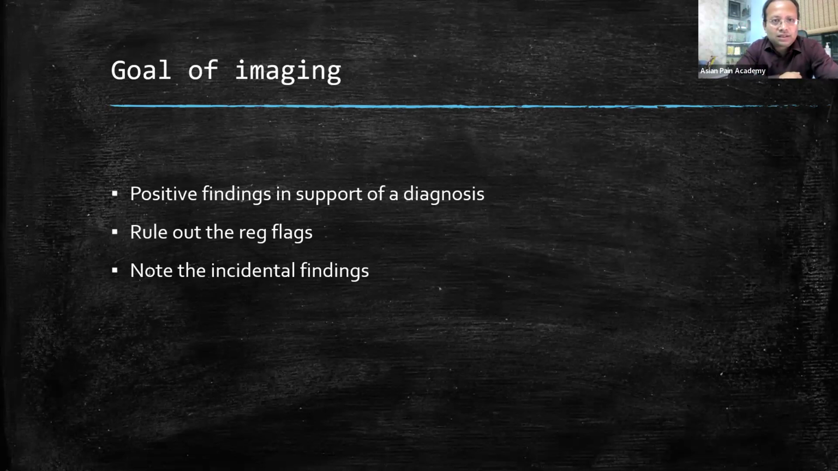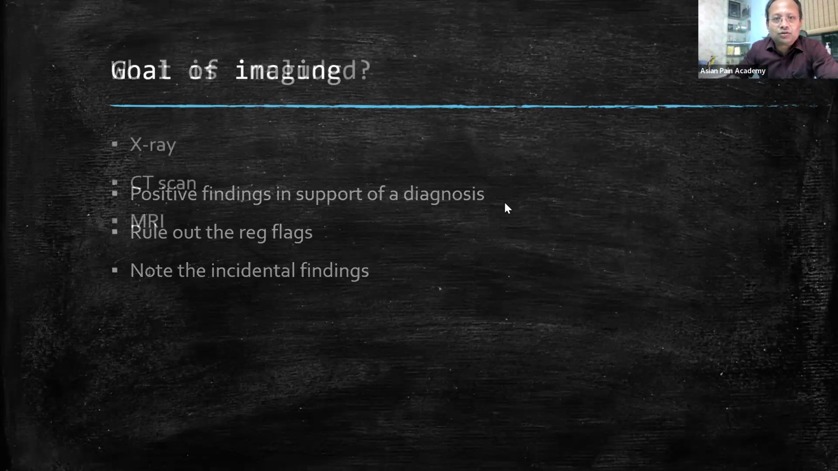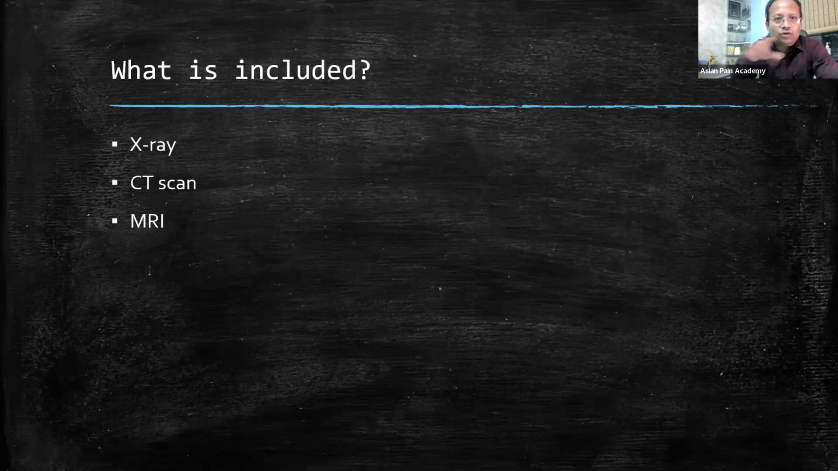So first, it is the positive finding in support of a diagnosis, which we search in the imaging. Second, rule out the red flags, and third, it is the incidental finding. If we get some incidental finding, that also we have to note. So in today's class, what is included? There is X-ray, and then CT scan, and then MRI. So 3 things I will talk about.